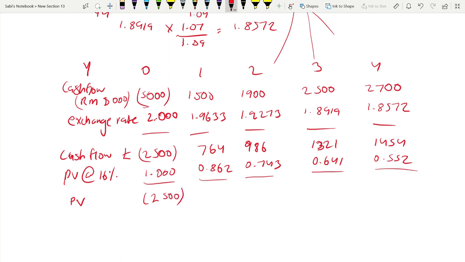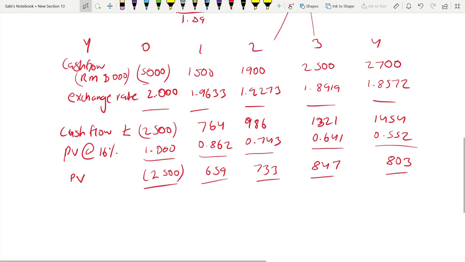2500, 659, 733, 847, 803. So these are the present values. Okay, just add all the present values and get the net present value, which will be in pounds 542,000.